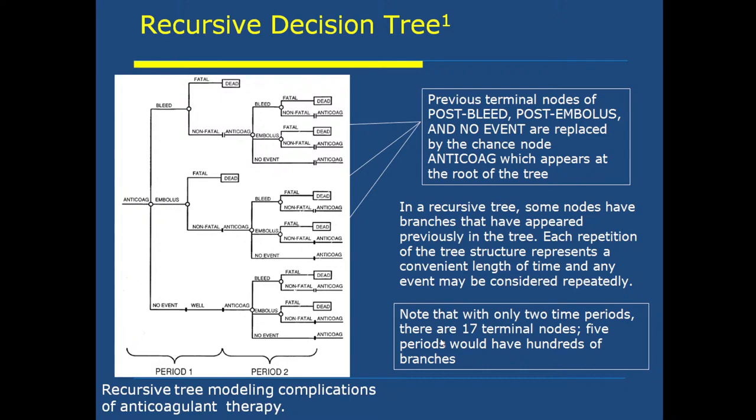In a recursive tree, some nodes have branches that have appeared previously in the tree. Each repetition of the tree structure represents a convenient length of time, and any event may be considered repeatedly. Note that with only 2 time periods, there are 70 terminal nodes. 5 periods would have hundreds of branches. So if we use a recursive decision tree, the model becomes very complicated.